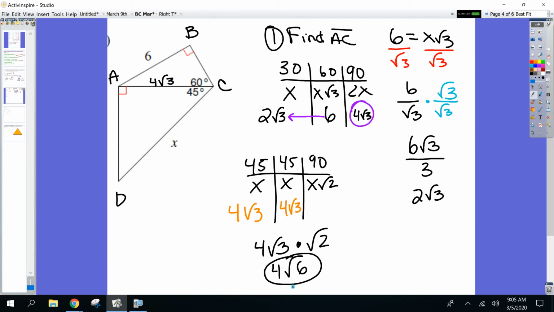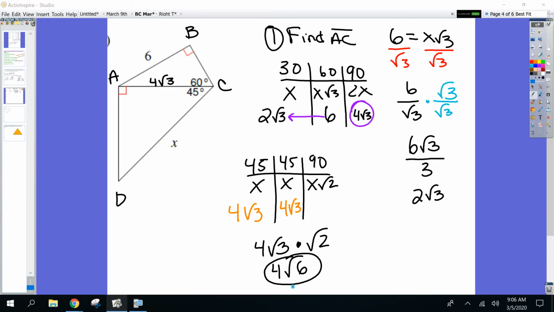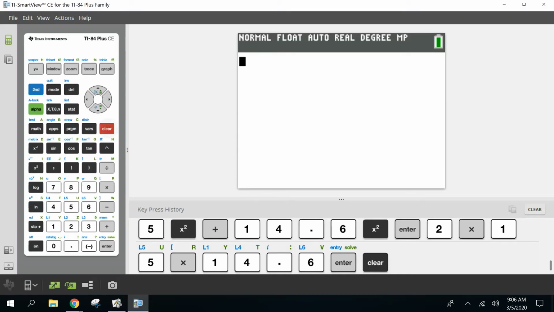Every time I have you do a 45, 45, 30, 60, how do you usually leave your answers? Radical form, correct? Is law of sines or doing opposite over hypotenuse going to get you simplest radical form? No, it's going to get you decimals, right? So be aware of that. Don't go into tomorrow thinking, forget those rules, I'm just always going to do sine, cosine, tangent. You can, but if the directions say simplest radical form... What was our final answer here? It's 4 radical 6.